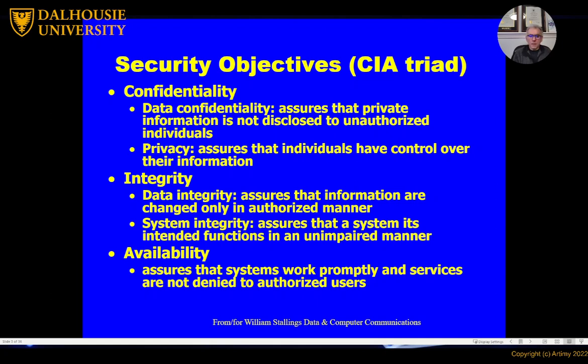And the third one is availability. An attacker may not change or look at the information, but they may stop the system from working altogether. This means that the information system, the network or the computer will stop working and it will stop providing service. So part of the information security objective is to maintain availability of the system.